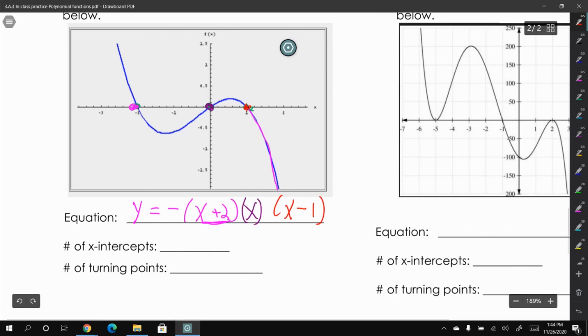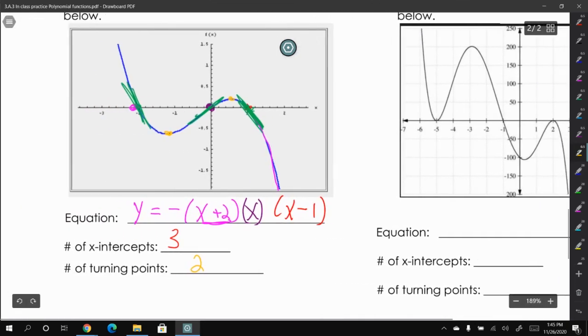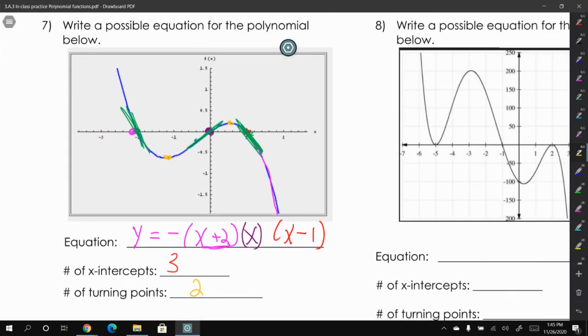And again, you could have any of these factors raised to an odd power because our graph is crossing the x-intercepts. Our graph goes through each x-intercept. Well, how many x-intercepts do we have? It's 3. And how many turning points? Let's look. 1, 2. So again, multiple correct answers for this one.